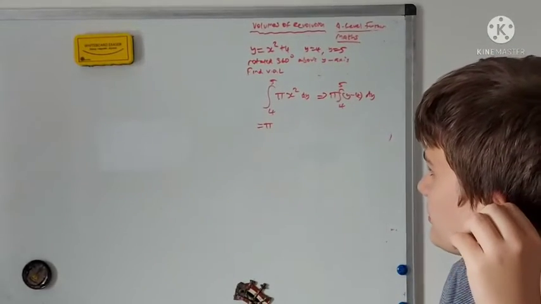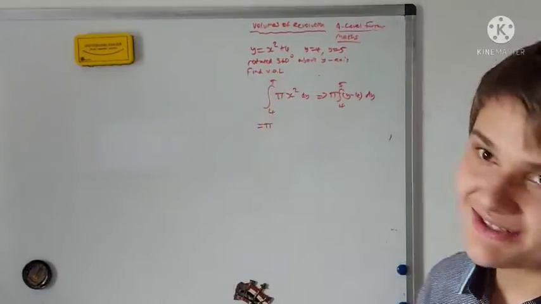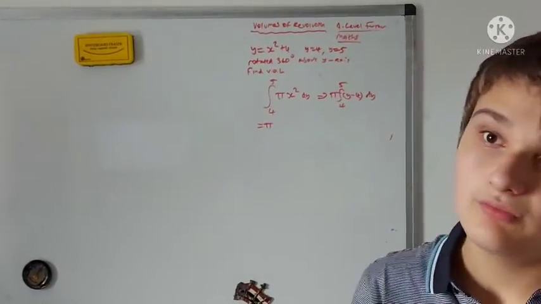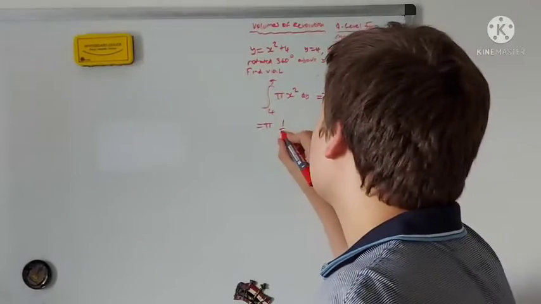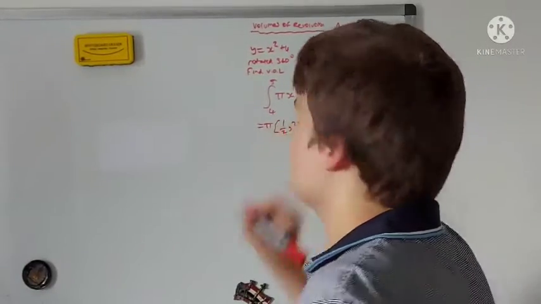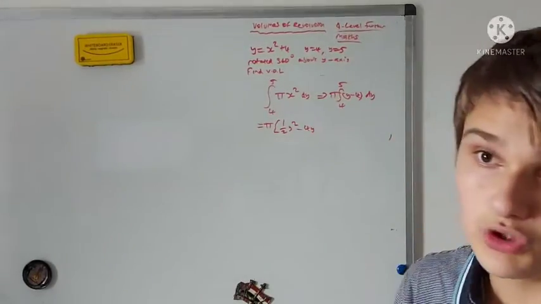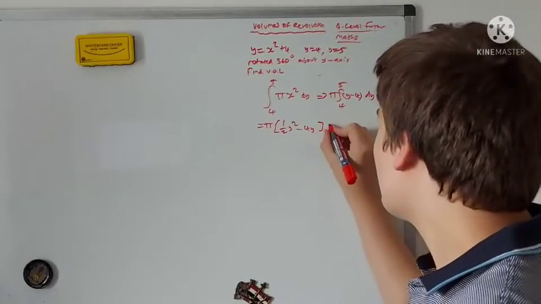Pi y squared, because it's rotated about the y-axis, so it'll be pi x squared. Okay? Funny, but I've seen it in Mark's games, and it rejects it. So make sure you do what you should. Oh, it's between 4 and 5.